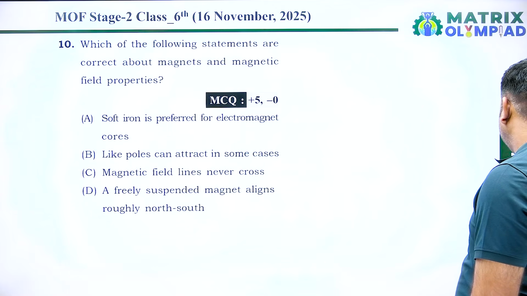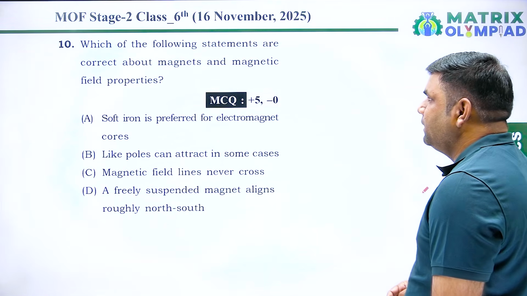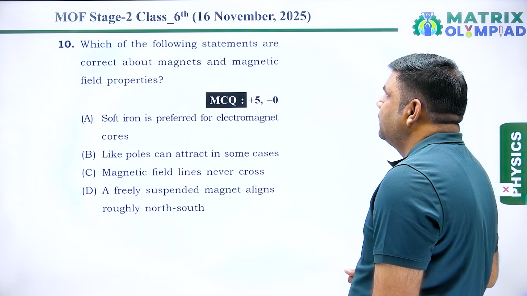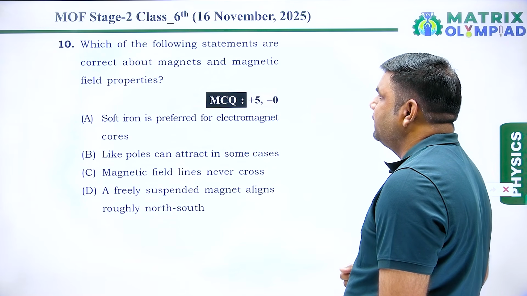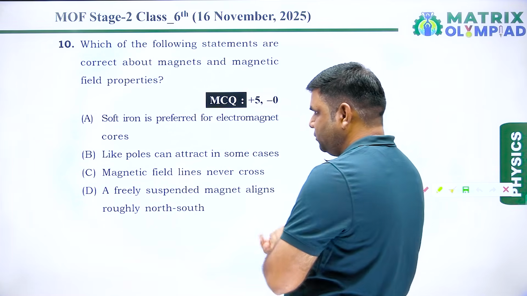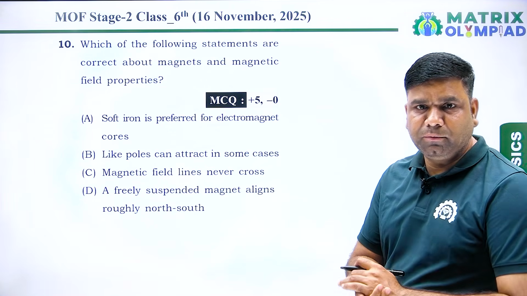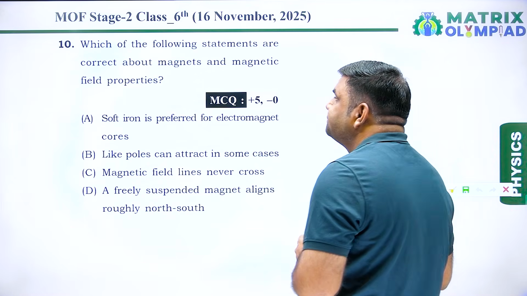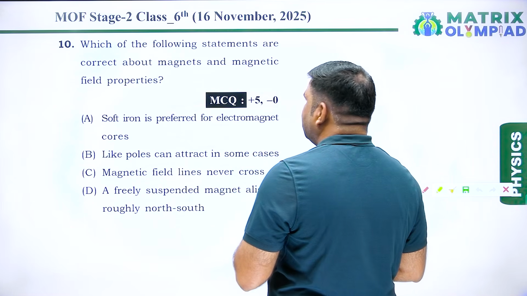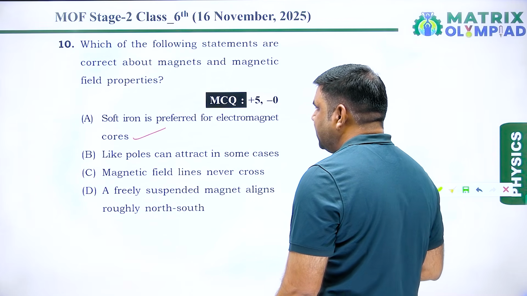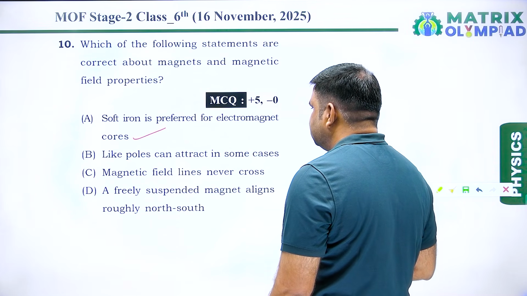That is question number 10. In question number 10, which of the following statements are correct about magnets and magnetic field properties? This is also a multiple choice type question, so more than one option can be correct. In the first option, soft iron is preferred for electromagnet. Yes, that is true.